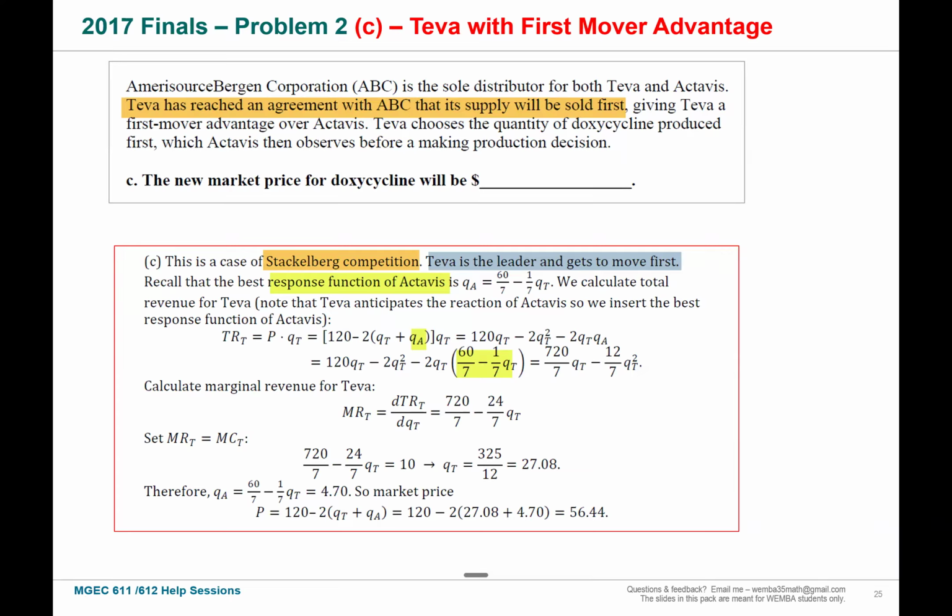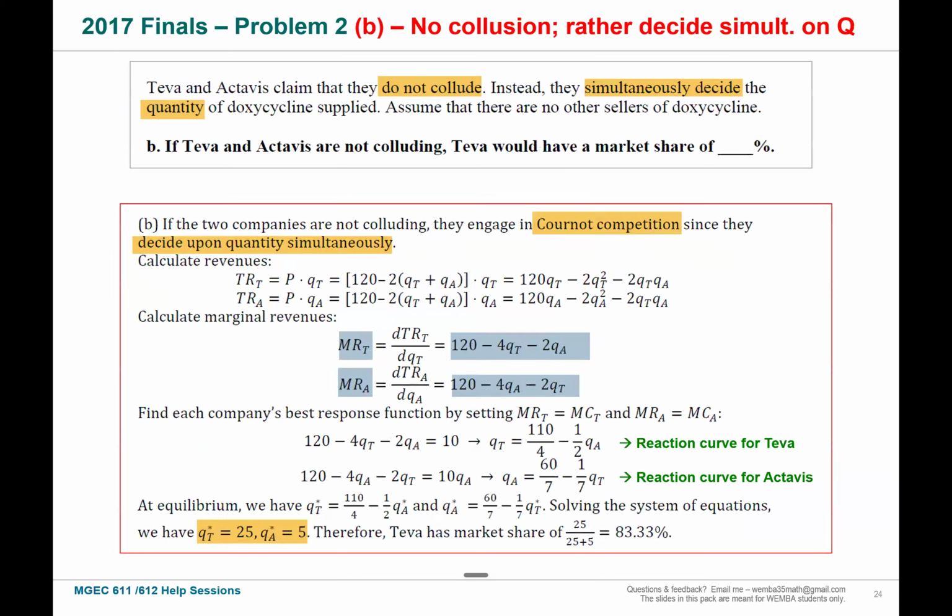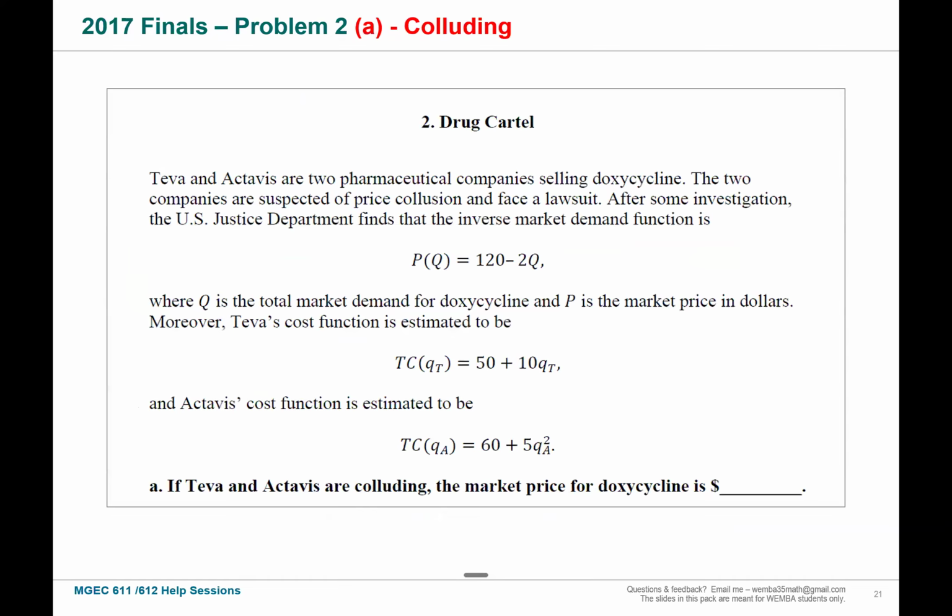And what are they asking? They're asking for the new market price. So you can get the new market price as 56.44. If you think about this problem in the 2017 Teva and Actavis, it's a long problem, but it's a very simple structure. Part A was what happens if you collude. Part B was what happens if you played the Cournot game. And part C was, well, what happens if you did a Stackelberg first mover advantage. Okay. Good so far?